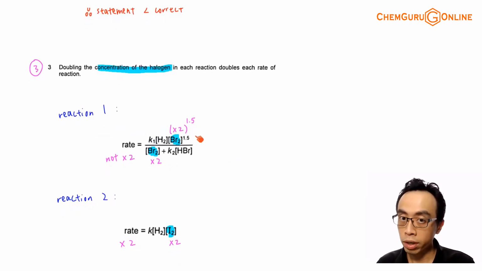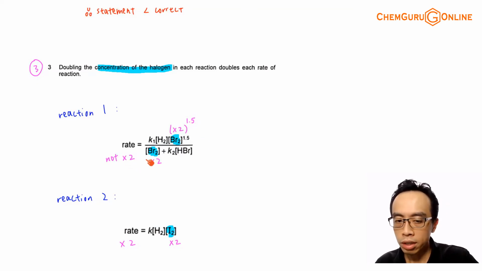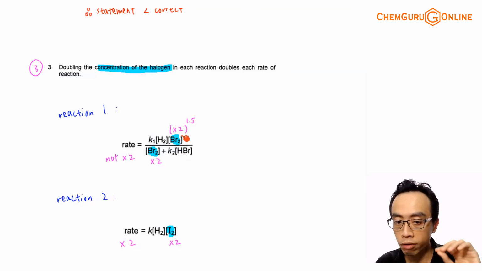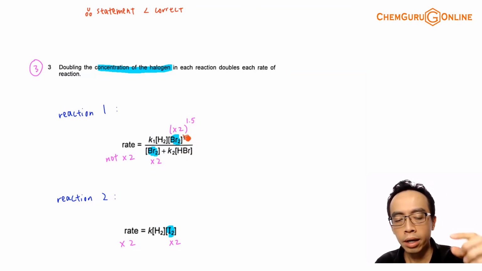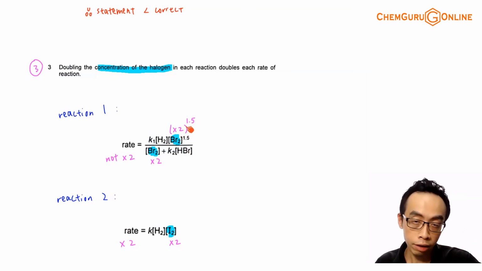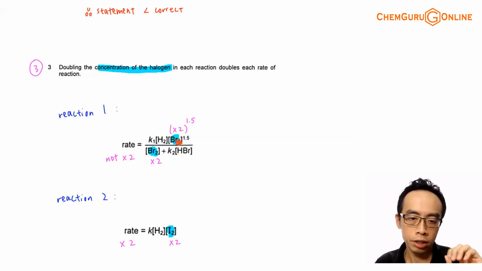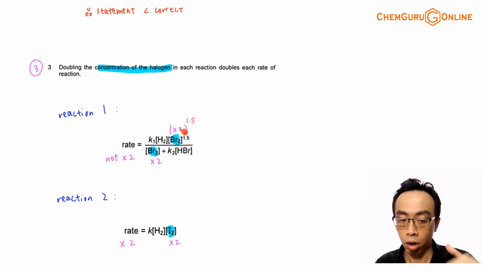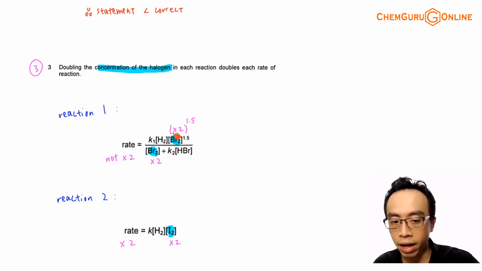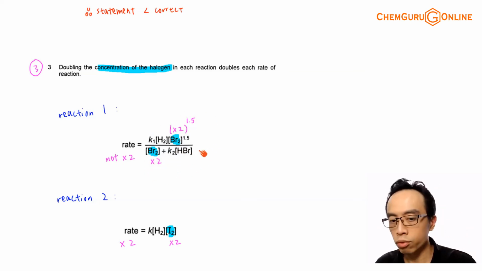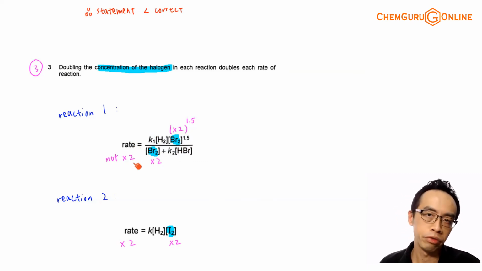Reaction 1, the complicated expression, your rate is equals to this big expression. We just focus on the concentration of my halogen. Concentration of Br2, you notice numerator, there's a Br2 power 1.5. Denominator, there's a Br2 power 1. So if you double the concentration of bromine, then we will expect the numerator will cause the rate to increase by 2 times to the power of 1.5, then divided by the denominator 2 times. So this definitely will not work out to be doubling the rate of the reaction.